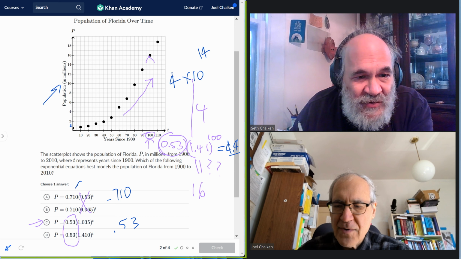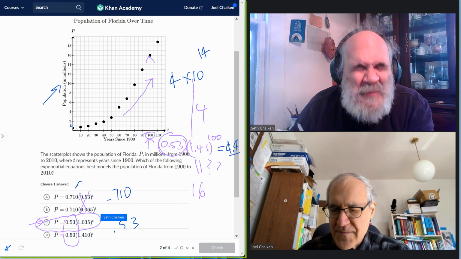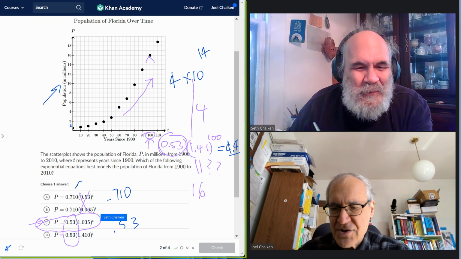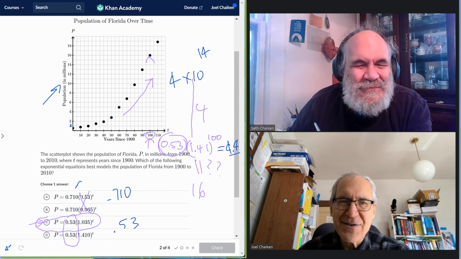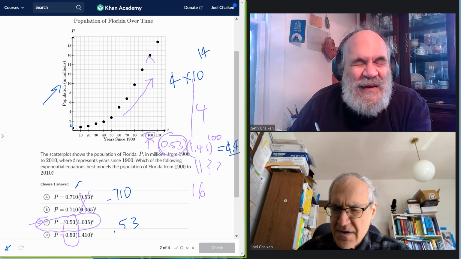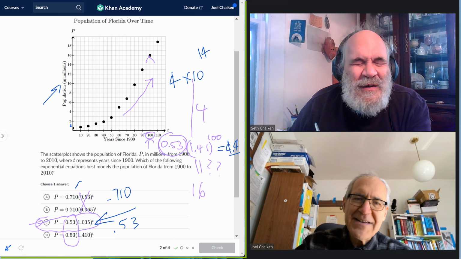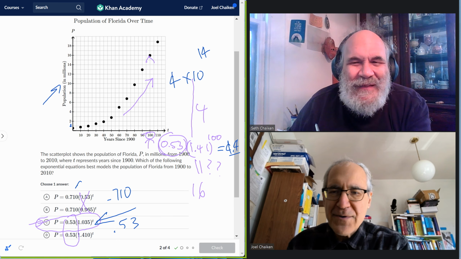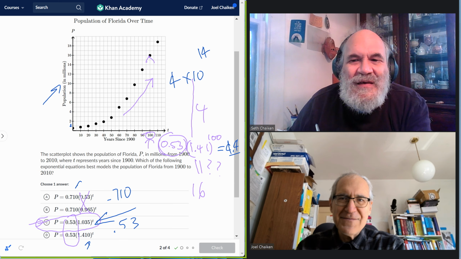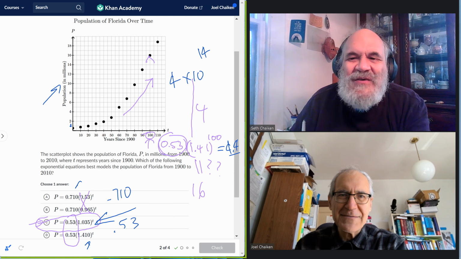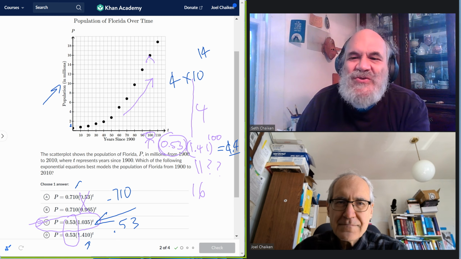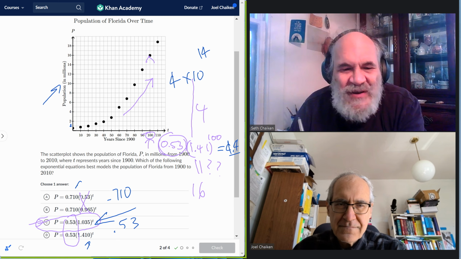So it must be this one. 1.035 to the 100th is more reasonable. That's only 31, and 31 times 0.53 is 16. So that is the answer. In some ways, when you said 40% growth, which is what this is, I said, wait a second, 40% growth. No. That is very, very close.